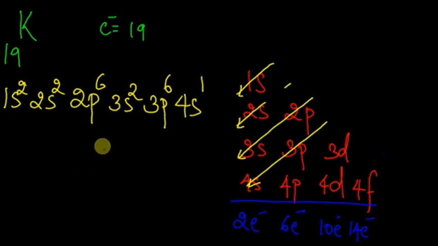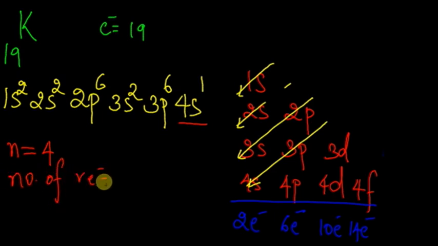Using this configuration, you can tell the valence shell and the number of valence electrons as well. How do we do that? All we have to do is find the highest value of the principal quantum number, as n denotes the shell. Here we have 4s as the last orbital, and n equal to 4 is the valence shell. Now, how many electrons in the valence shell? We see n equal to 4 has only the s orbital, which has only 1 electron. So the number of valence electrons is 1.